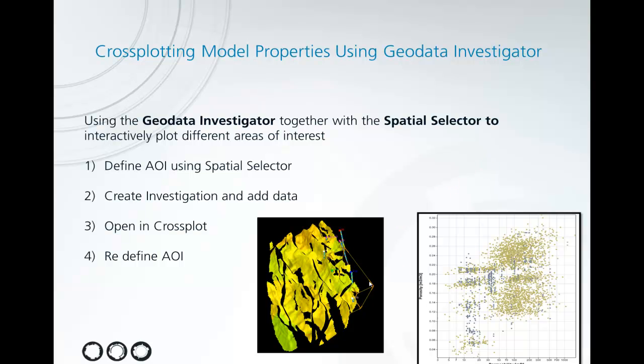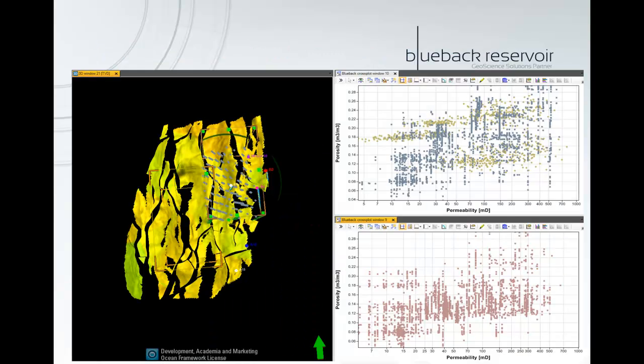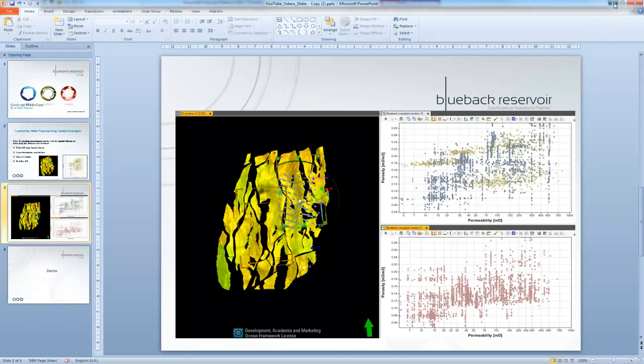So here it's just a simple example of a crossplot within this area of interest, but I'll also show how we can do something a bit more sophisticated and have two different areas of interest feeding two different crossplots so that we can do some kind of comparison. So let's just jump into Petrel and see how that works.